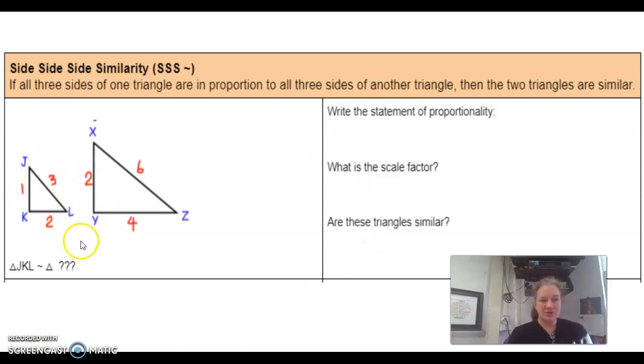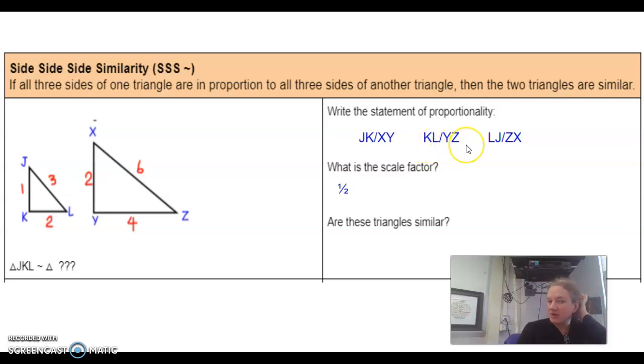I look at my smallest triangle. I take the smallest side on the smallest triangle, and I compare it to the smallest side on the biggest triangle. So I get the smallest side on the smallest triangle, which is JK, over the smallest side on the biggest triangle, which is XY. And then I'm going to compare that to the middle sides. So the smallest triangle, KL, the biggest triangle is YZ. Those are my middle values. And then the biggest sides on the small triangle compared to the big triangle.